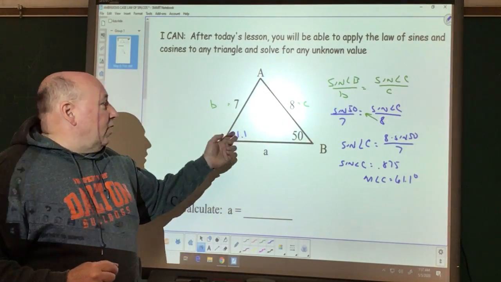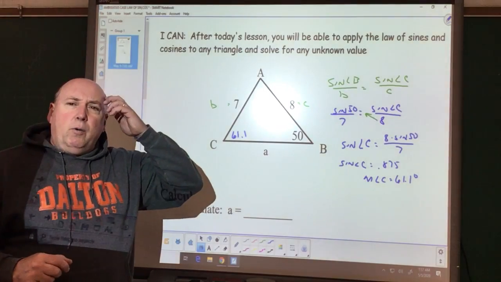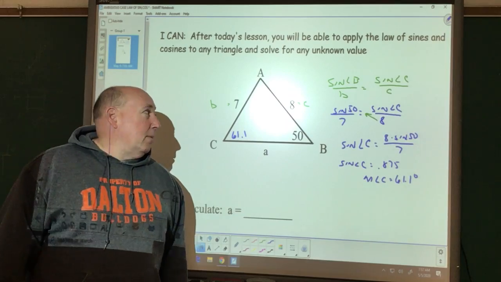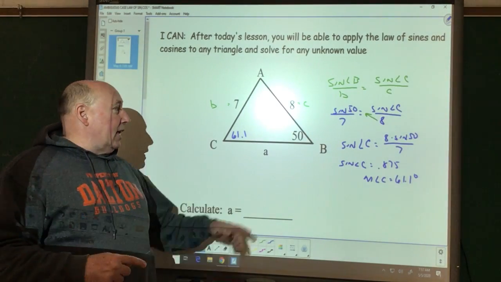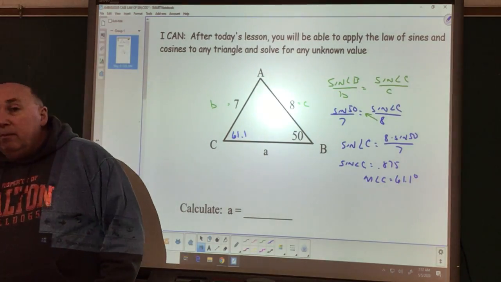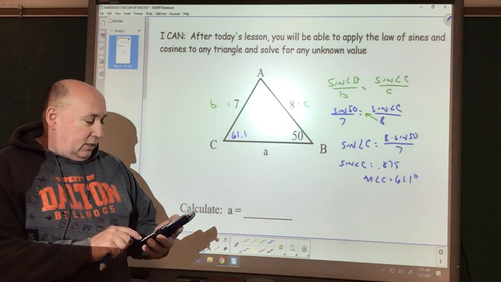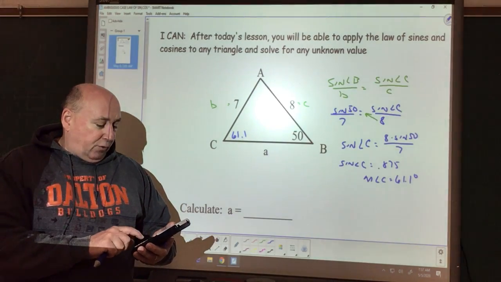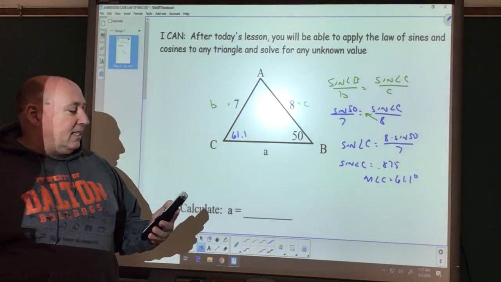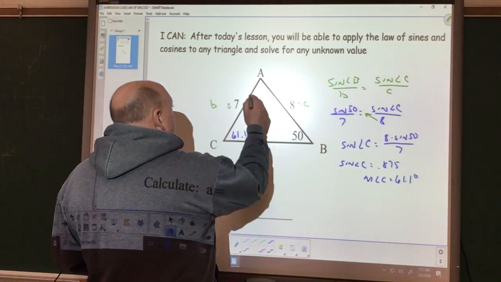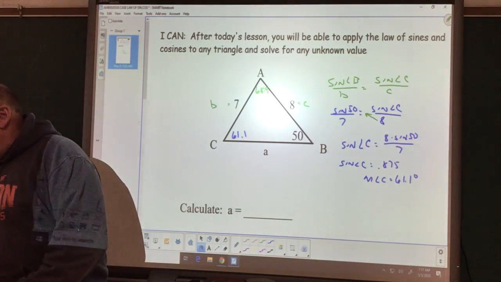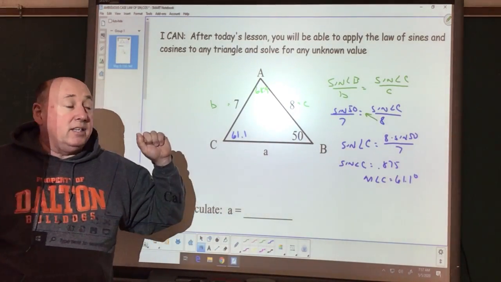So if I know this is 50, I know this is 61.1, now we can go back to our old school days of geometry. How do I find the measure of angle A? That's correct, all these angles have to add up to 180. So I can add these two together and subtract from 180. So we have 61.1 plus 50 minus 180, and we get 68.9 degrees. So that's 68.9 degrees.